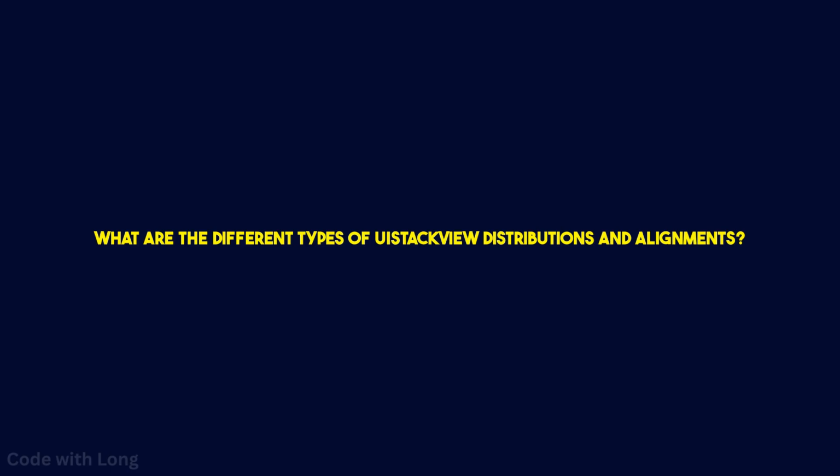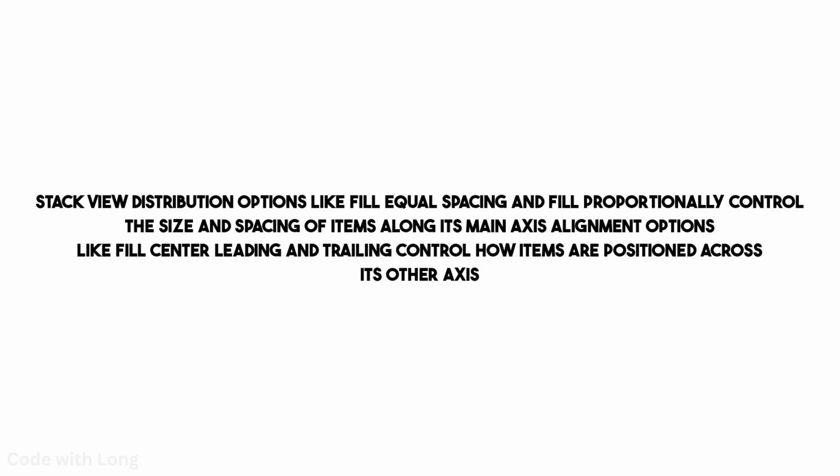What are the different types of UIStackView distributions and alignments? Stack view distribution options like fill, equal spacing, and fill proportionally control the size and spacing of items along its main axis. Alignment options like fill, center, leading, and trailing control how items are positioned across its other axis.